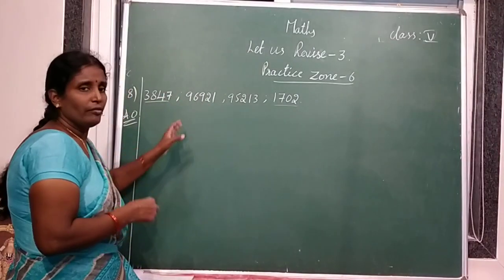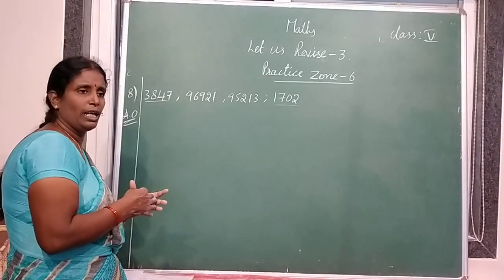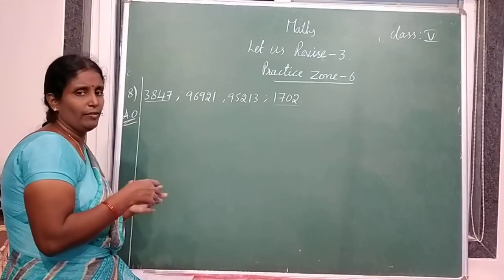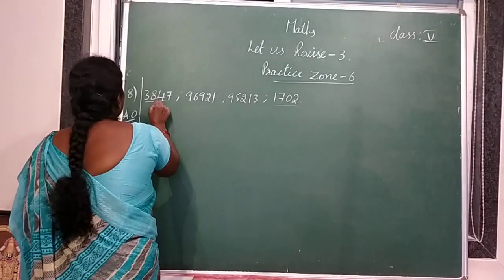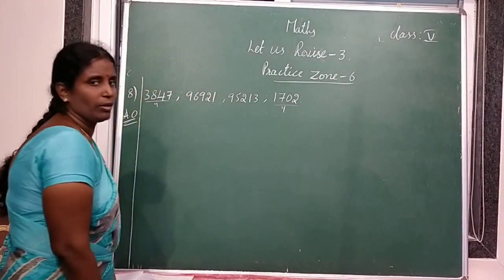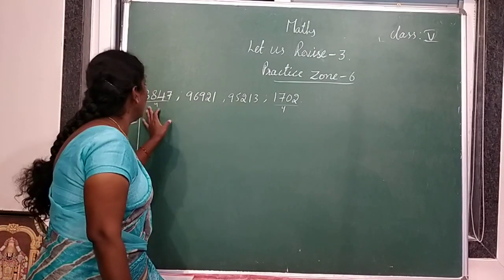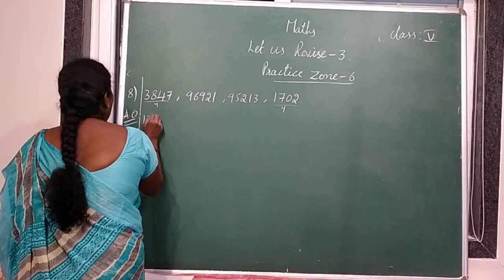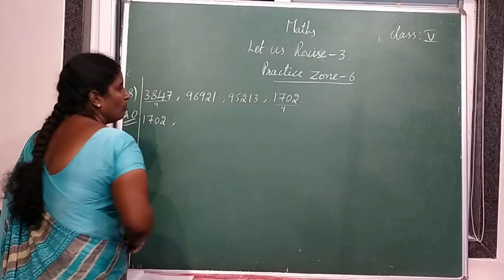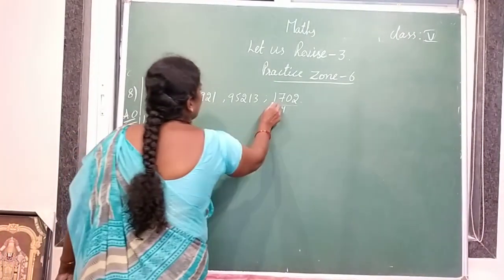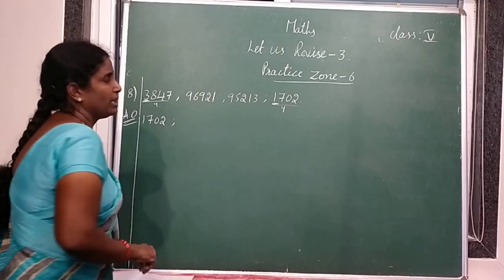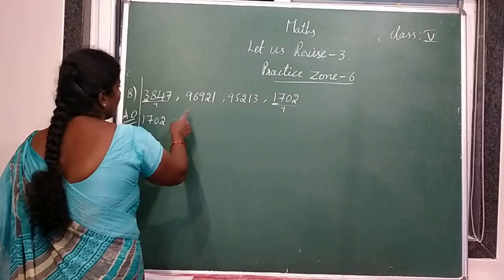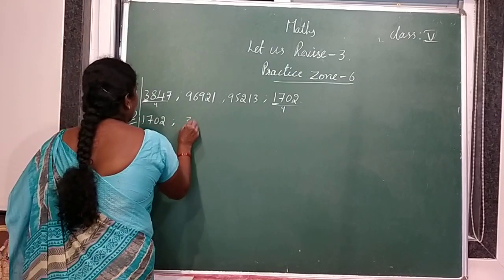In these numbers, which is smaller? 4-digit numbers are smaller than 5-digit numbers. But this is a 4-digit number and this is also a 4-digit number, so we have to find the smallest from these. 1,702 is smaller. How? Because 1 in the thousands place and 3 in the thousands place. 1 is less than 3. So 1,702 is smaller than 3,847.